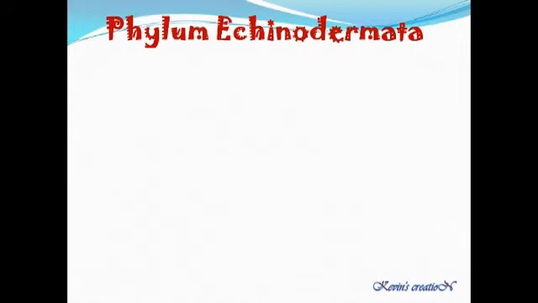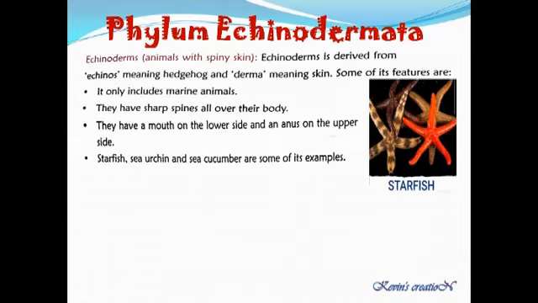Then comes phylum Echinodermata. These animals have got the spiny skin. It is derived from 2 words, echinos, which means hedgehog. Hedgehog, you know, it's a small brown animal with the spines, and derma meaning skin. So animals with the spiny skin, they are called echinoderms.